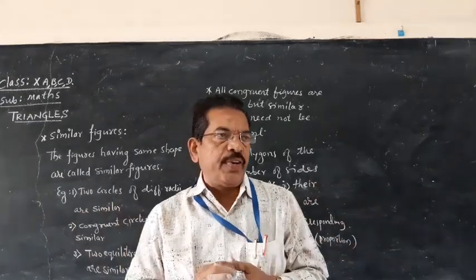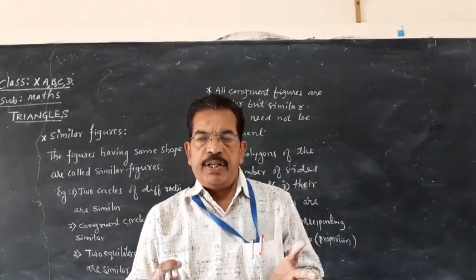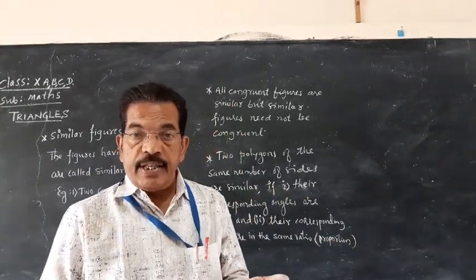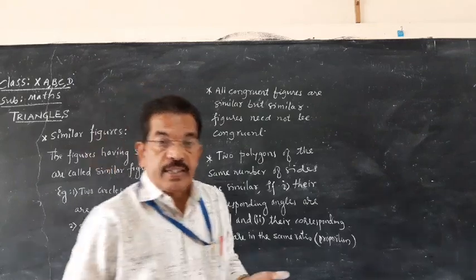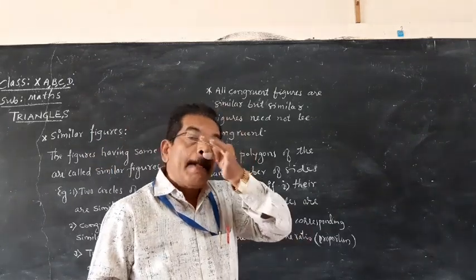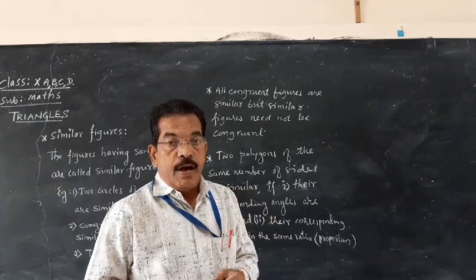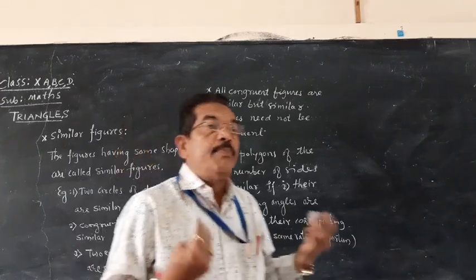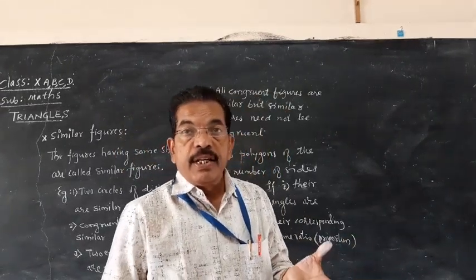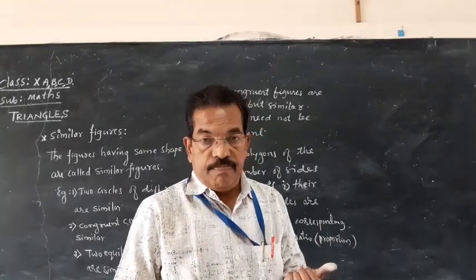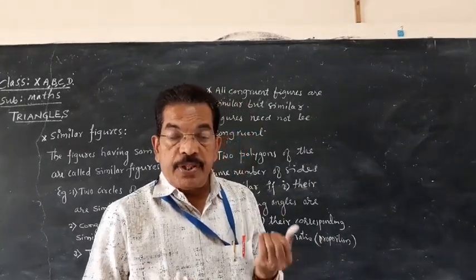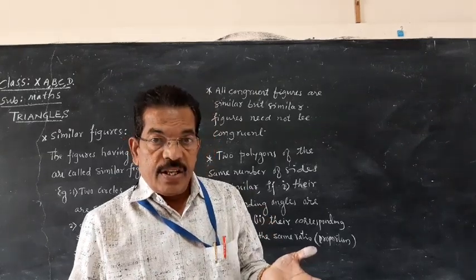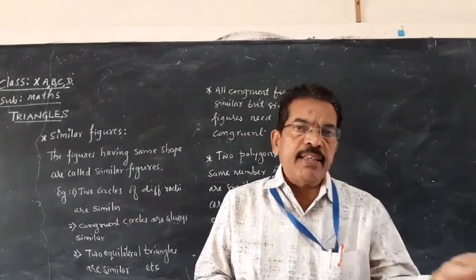All congruent figures are similar. You learned congruency in the 9th standard: figures having the same size and same shape are congruent figures. Like that, we have to define similar figures. Similar figures means the figures having the same shape. We are not considering any size here, not necessarily the size of the figure.